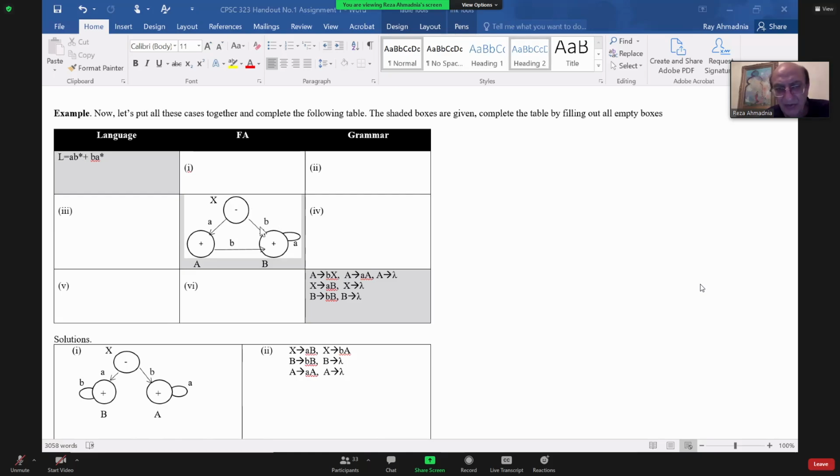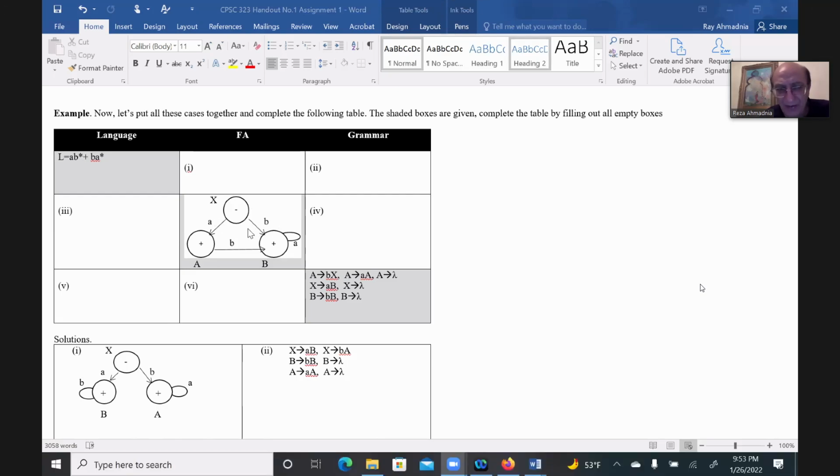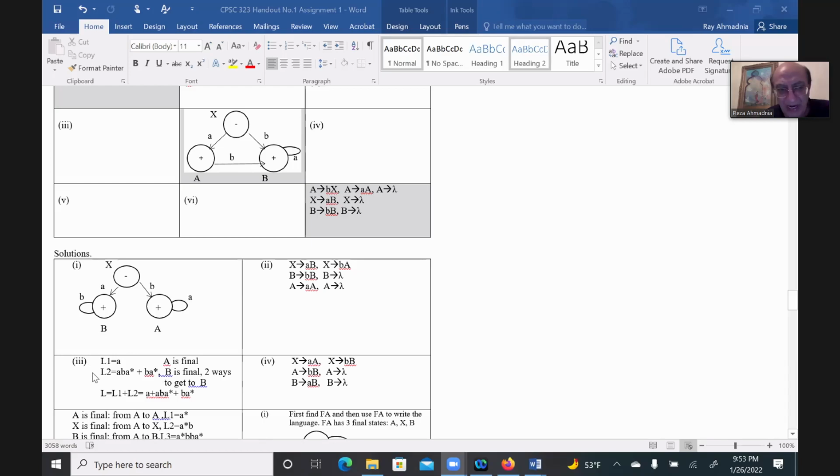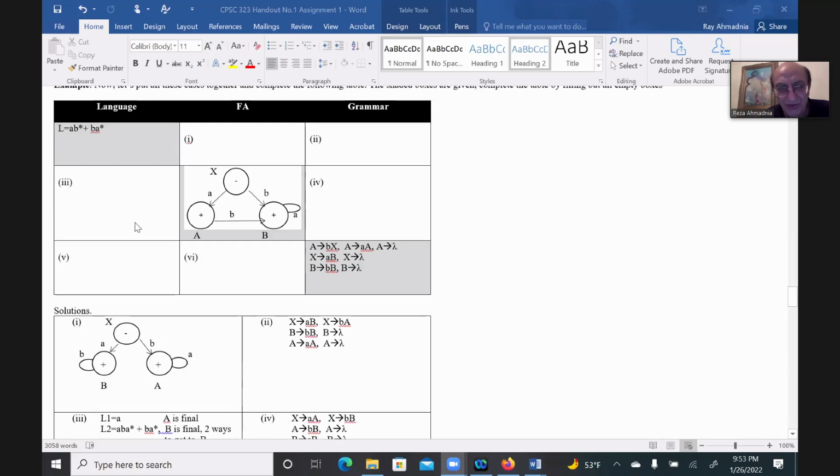And the same thing for this one here. You have the machine, up to you. You can find the language, you can find the grammar, or you can find the grammar and find the language here. So this one here doesn't matter. If the language is given, find FA before you find the grammar. If the grammar is given, find FA before what? Before you find the language here. Okay, and this is the content of box 3.